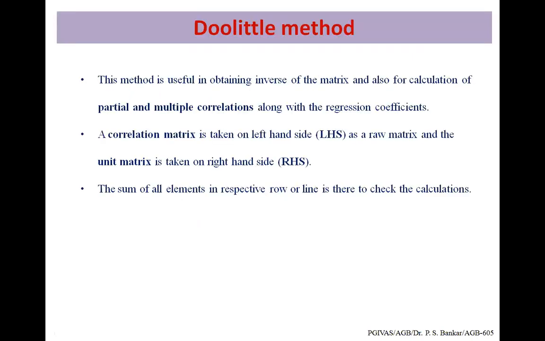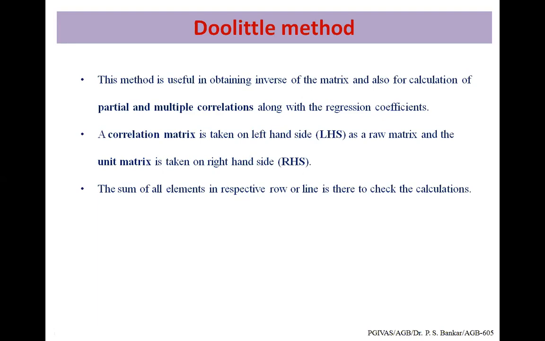Then the next method is the Doolittle method. This is very useful when we are calculating the correlation along with the regression coefficient. So in case of partial or multiple correlation, we can estimate this inverse of matrix. It is used in poultry breeding problems, where a correlation matrix is taken on the left hand side and a unit matrix has to be taken on the right hand side.